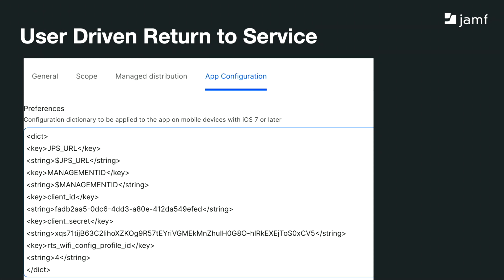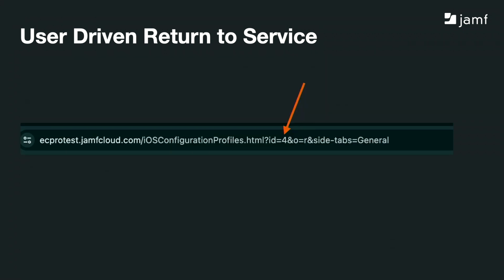The client ID and client secret come from the API client and roles that you've created for authenticating against the API. And our final key is specifying the ID of the Wi-Fi profile in your Jamf Pro instance to use for the Return to Service command. You can obtain the ID from the URL when viewing your Wi-Fi configuration profile in your Jamf Pro instance. And in this case, no need for any encoding.